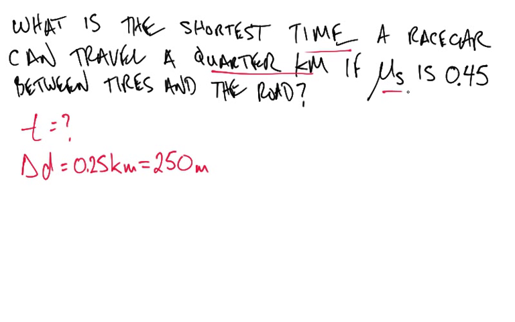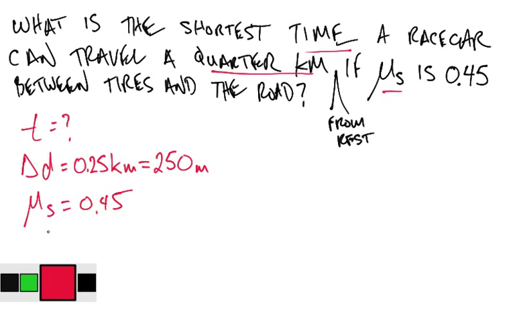We're also given the mu-s here. Static coefficient of friction is 0.45 between the tires and the road. But the one thing that we have to assume here, I can actually add it into the problem, is we'll insert right in there, we'll say from rest. So in other words, we've got another condition here that says that our VI is 0.